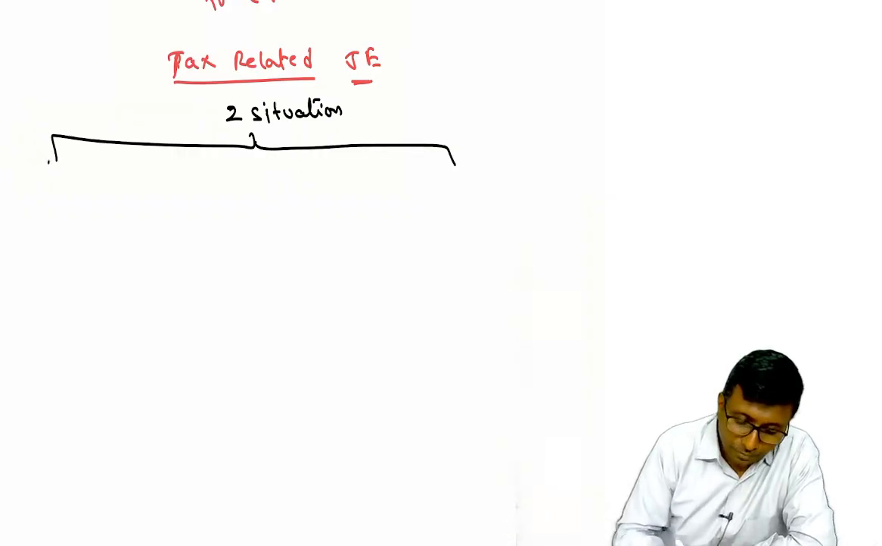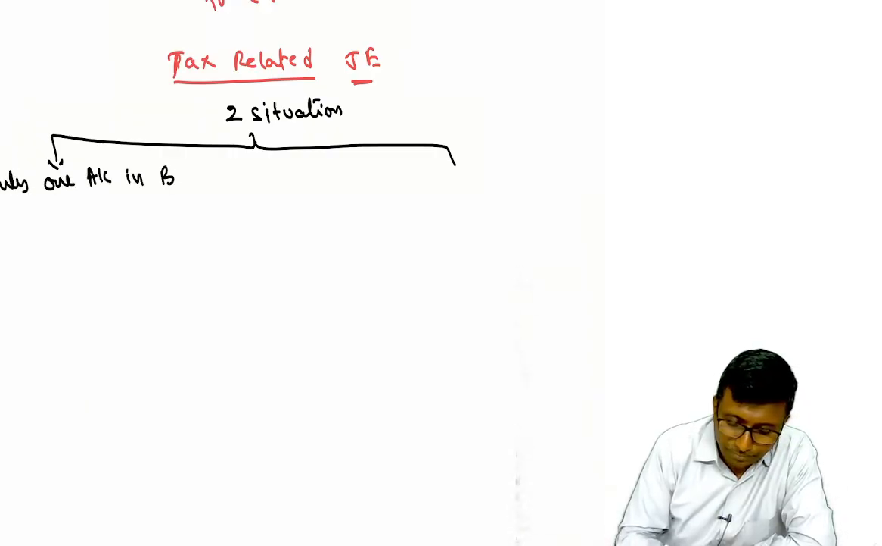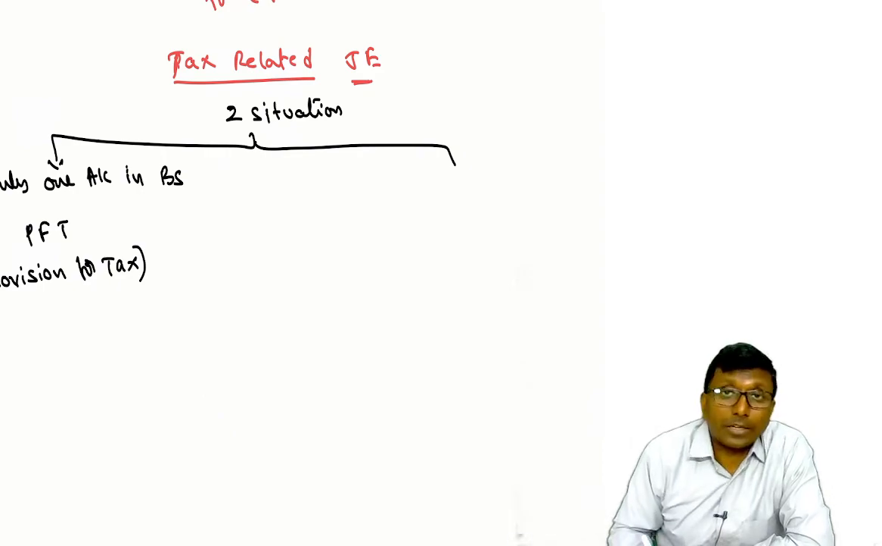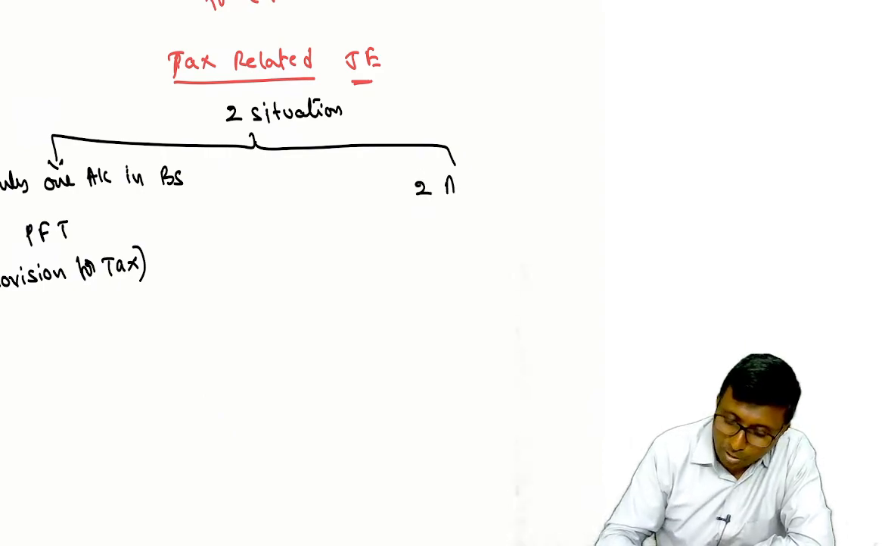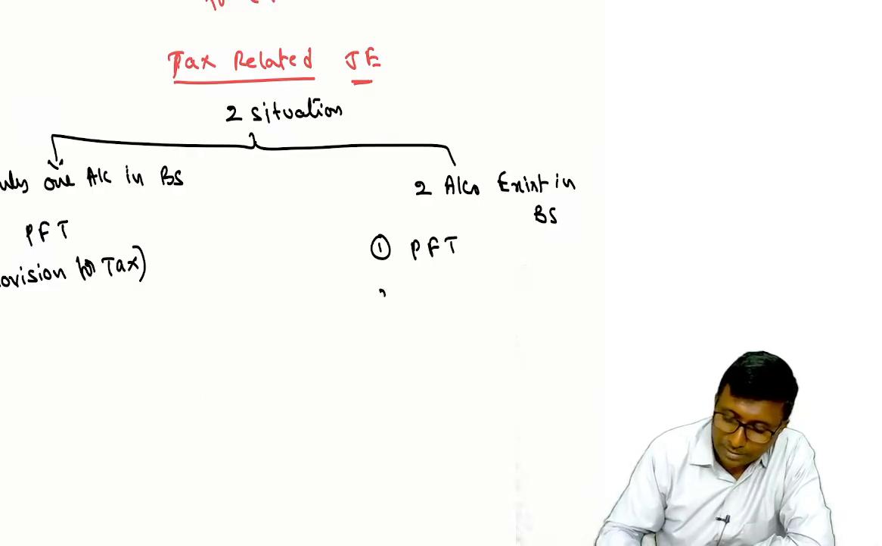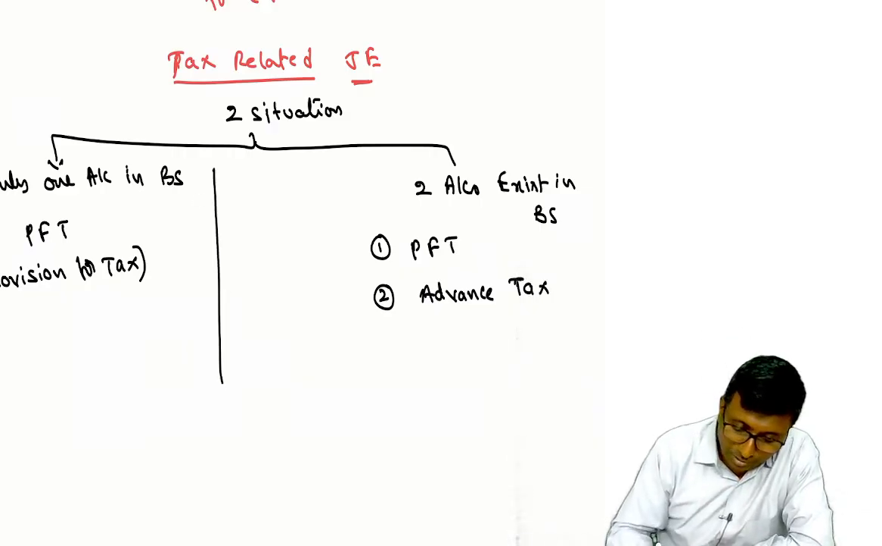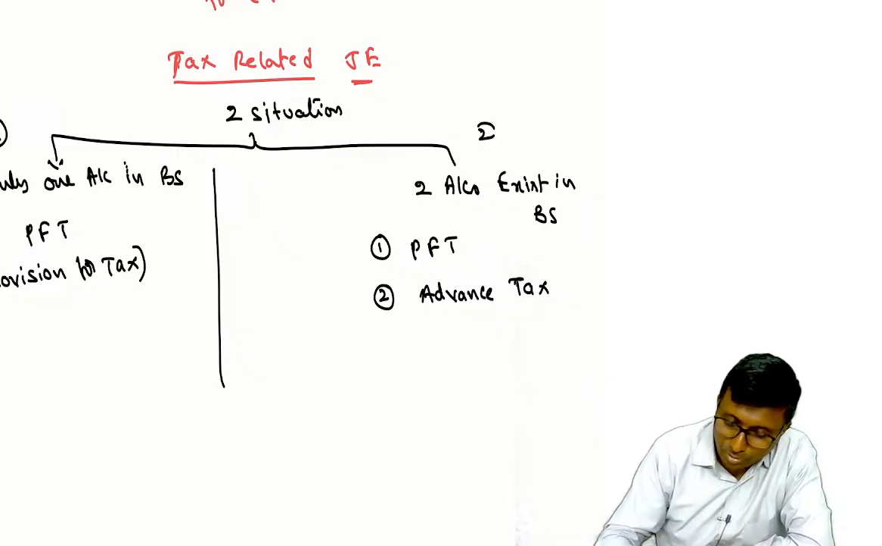What is it, sir? First one, you have only one account in the balance sheet, that is PFT, provision for tax. PFT stands for provision for tax. I will write PFT from now onwards. And in the second situation, there are two accounts in the balance sheet. One is PFT, provision for tax. The second one is advance tax. So how do you record the journal entries under situation number 1 and situation number 2?